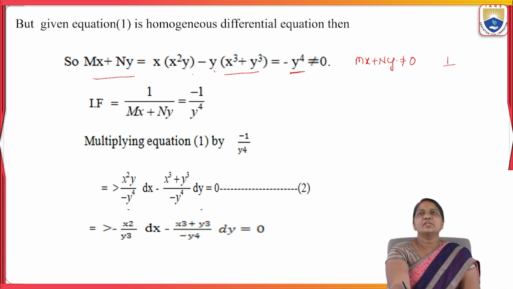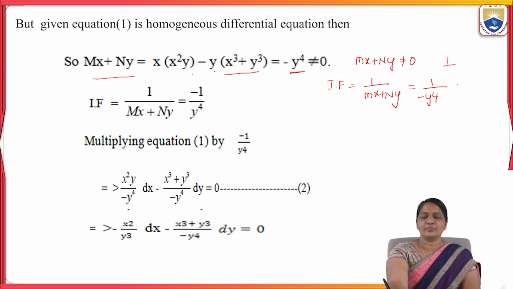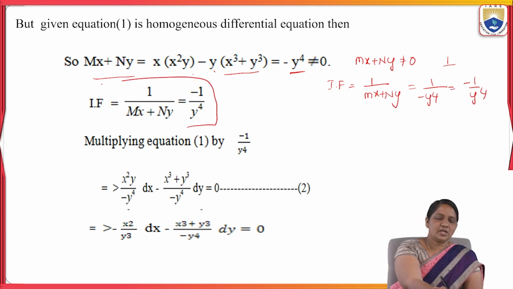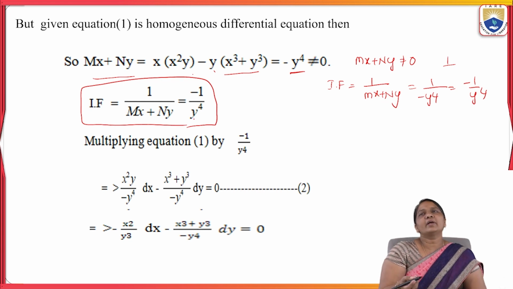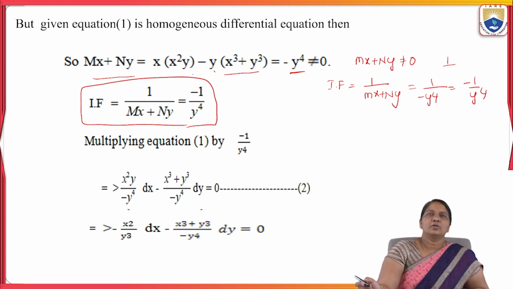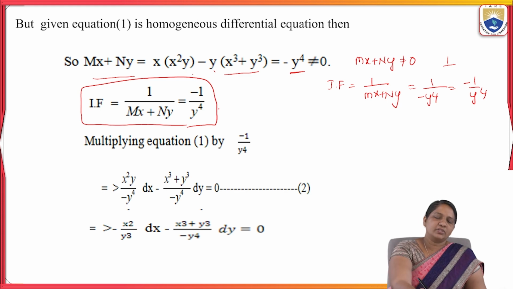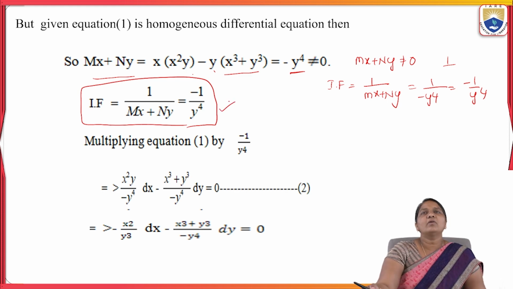So if mx plus ny is not equal to 0, what is the integrating factor? Integrating factor is equal to 1 by mx plus ny. What is the mx plus ny value? Minus y power 4. That means the integrating factor is minus 1 by y power 4. Why are we calculating the integrating factor? If you multiply the given equation with the integrating factor, then a non-exact equation can be converted into an exact equation. Then we can find a general solution for the given equation.